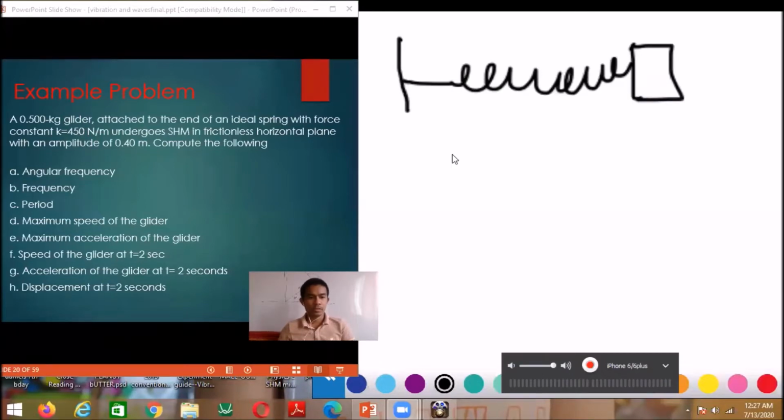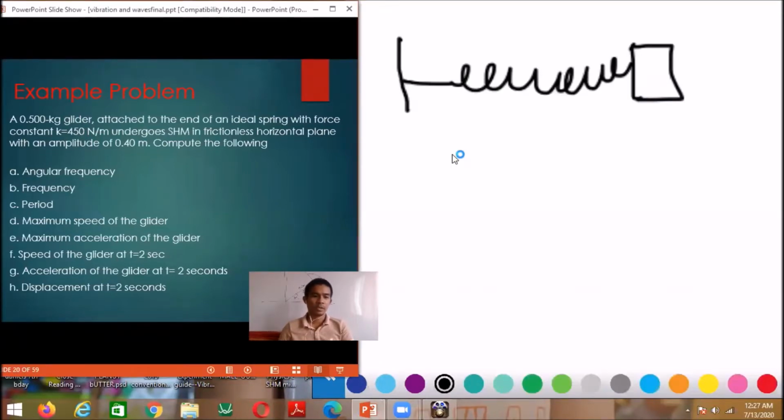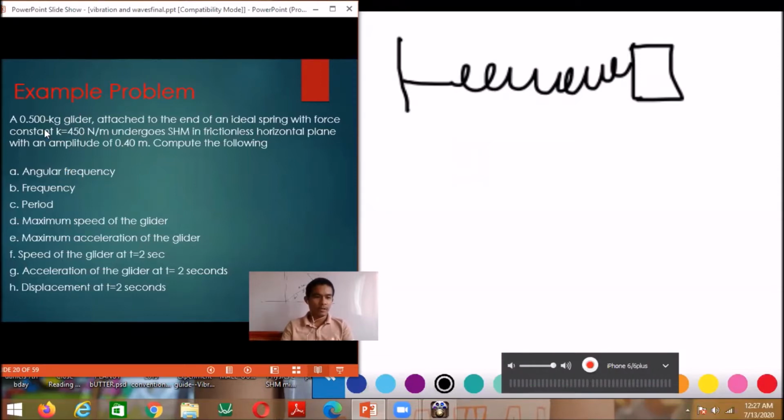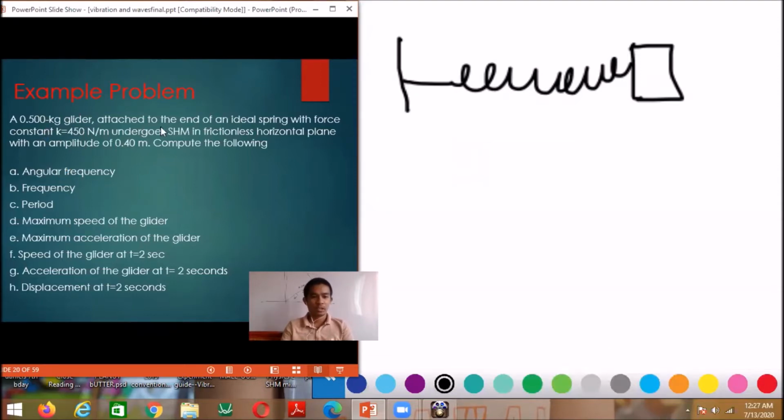Now, we are going to solve a sample problem in simple harmonic motion and uniform circular motion. How do we link simple harmonic motion to uniform circular motion? So the problem goes this way. Suppose a 0.5 kilogram glider is attached to the end of an ideal spring, so it means the spring obeys Hooke's law, with force constant or spring constant equal to 450 Newton per meter, and undergoes simple harmonic motion in a frictionless horizontal plane with an amplitude of 0.4 meters.